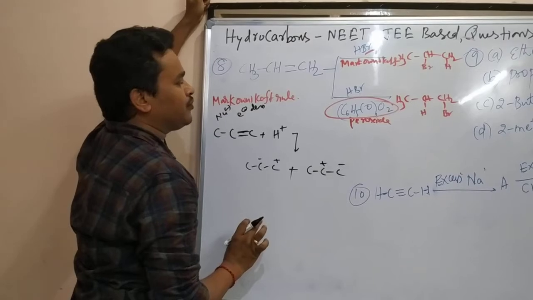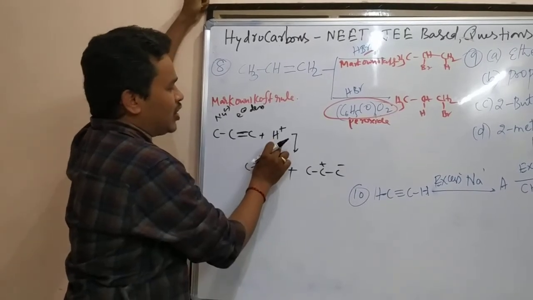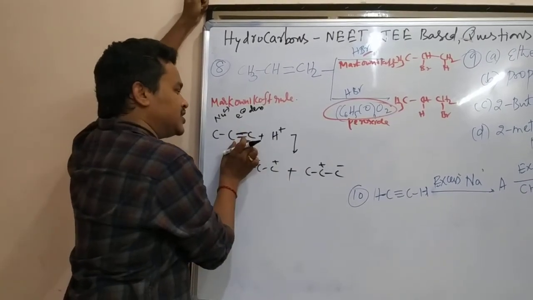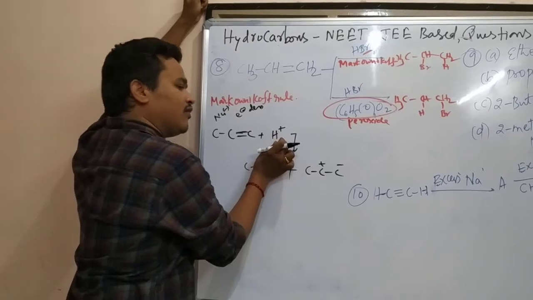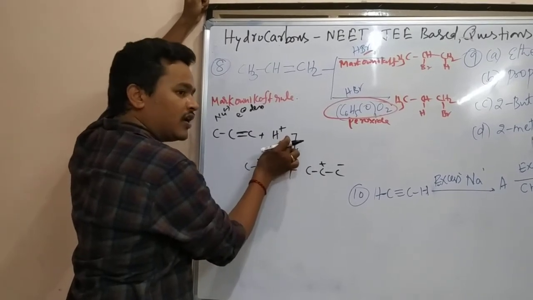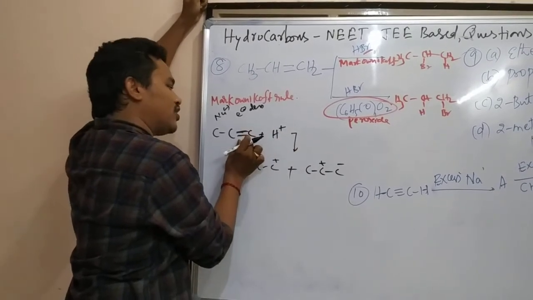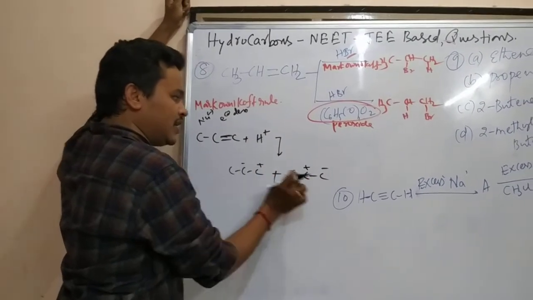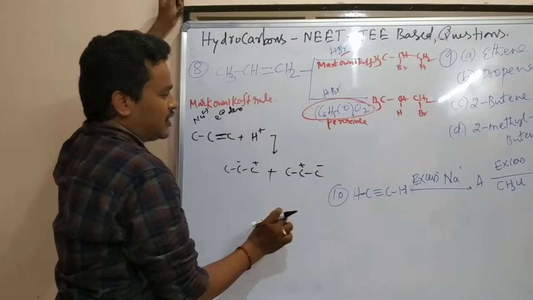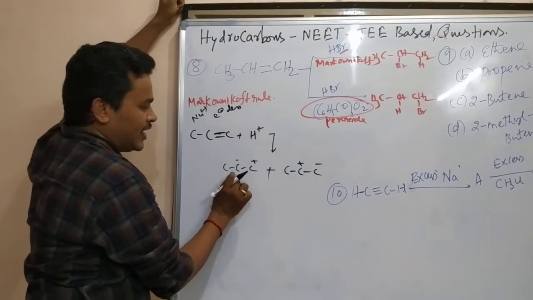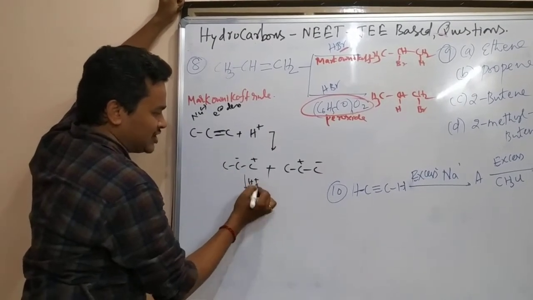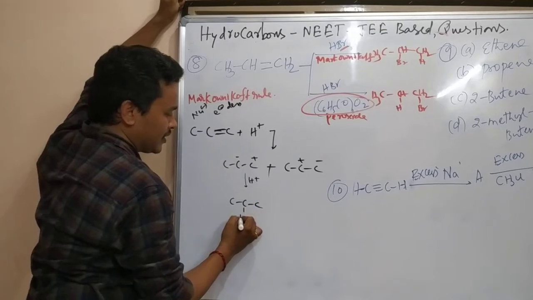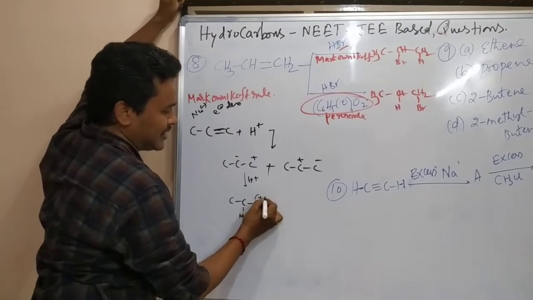Who is coming here? According to our concept, electron density is more, so the electrophile will come. Electrophile means electron poor one, trying to reach the electron rich one. Rich one means in this piece this minus is the rich one. So H plus is coming here and attached here. What is forming? Here H attached, C plus remaining.